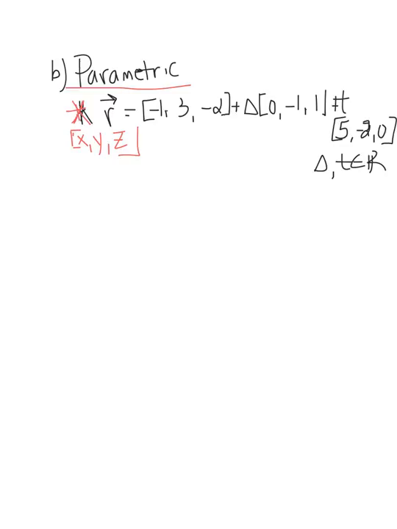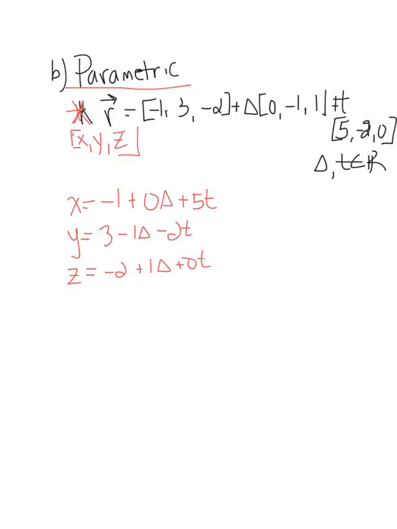When I'm writing my parametric equations, I just need to do one component at a time, and I need to work my way through the equation. So x is equal to 1 plus 0s plus 5t. y is equal to 3 minus 1s minus 2t, and z is equal to -2 plus 1s plus 0t.